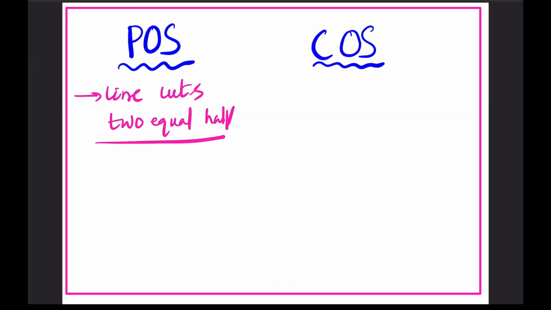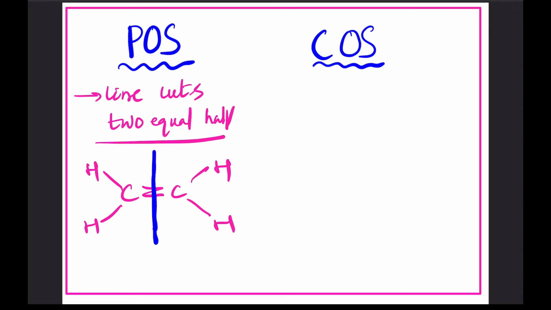For example, I'll take an example here. I have an ethene here. So this is ethene, it has this structure. If I cut the molecule ethene from this line, I'll get this part and this part. Part 1 and part 2 are mirror images of each other. So this is the line through which I can cut a molecule into two equal halves. Therefore this is called plane of symmetry.